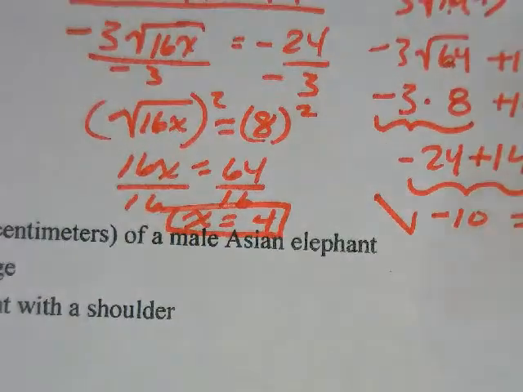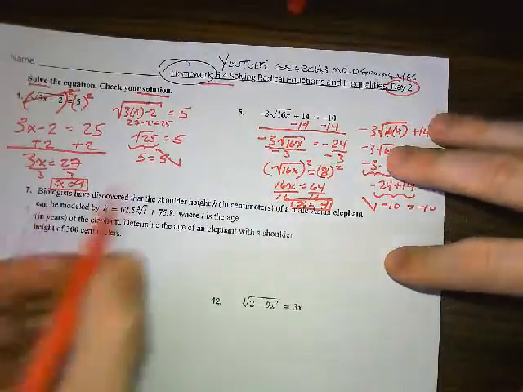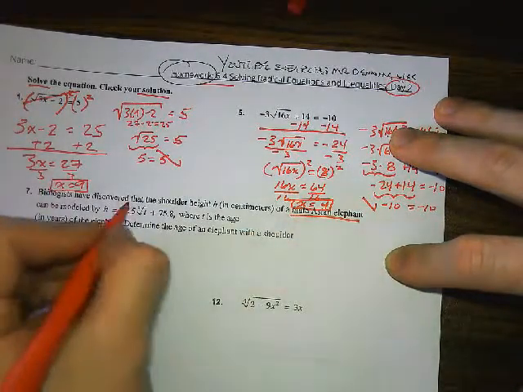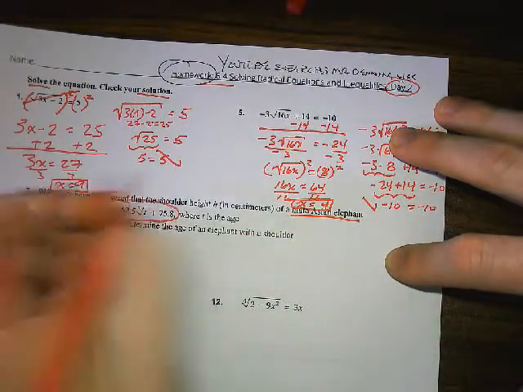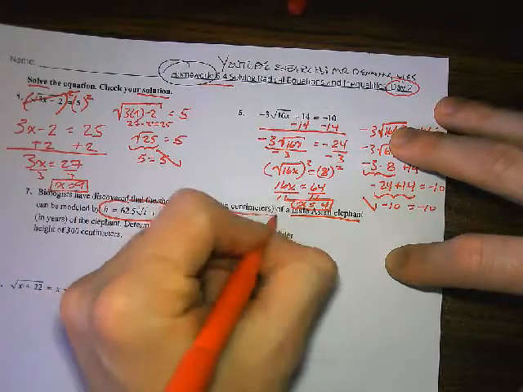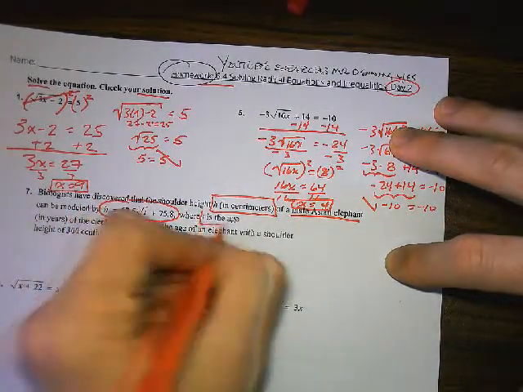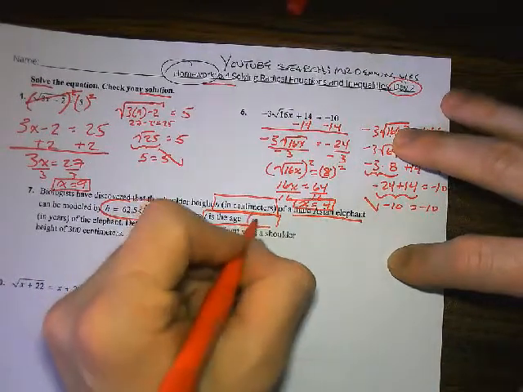The next problem they ask us to look at is to talk about male Asian elephants and their height. Their height can be measured from the shoulder in centimeters. And the T is age in years.